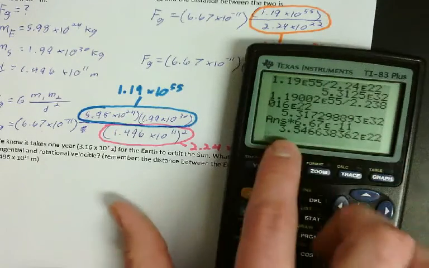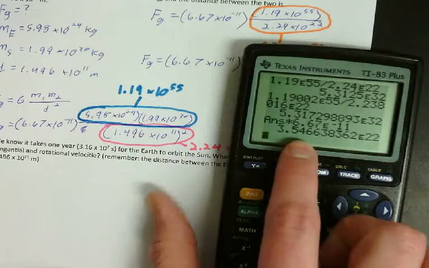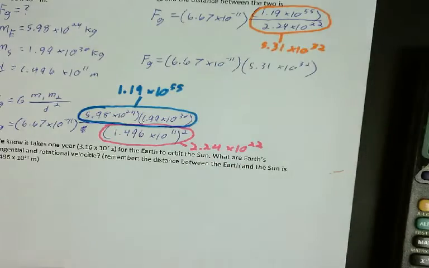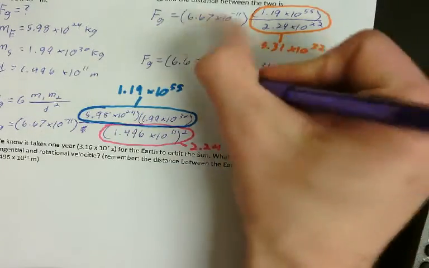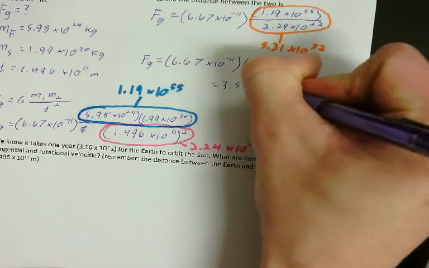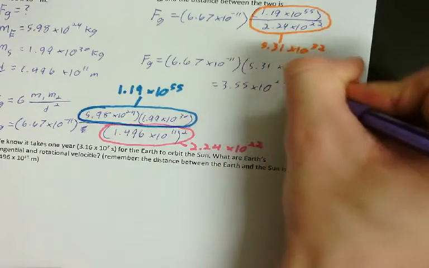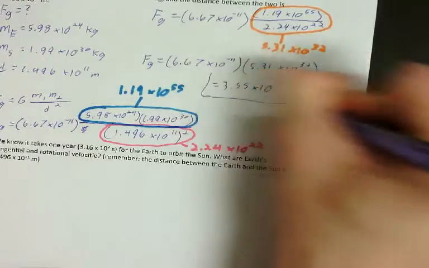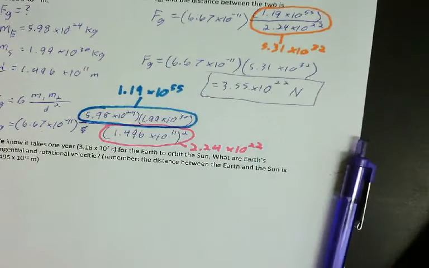Final answer, 3.55 times 10 to the 22nd. And it's a force, so it's newtons. And yes, that number is really big. It's supposed to be big. We're talking about the force between the Earth and the Sun. It has to be big because the Earth is big.